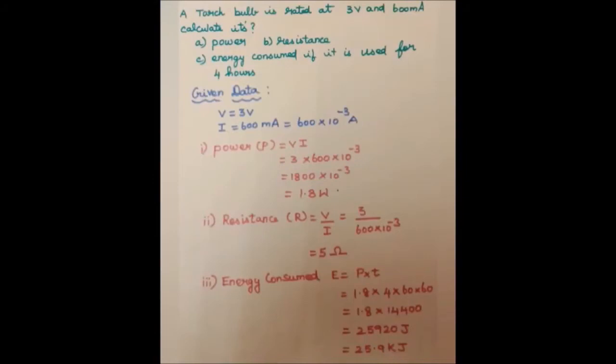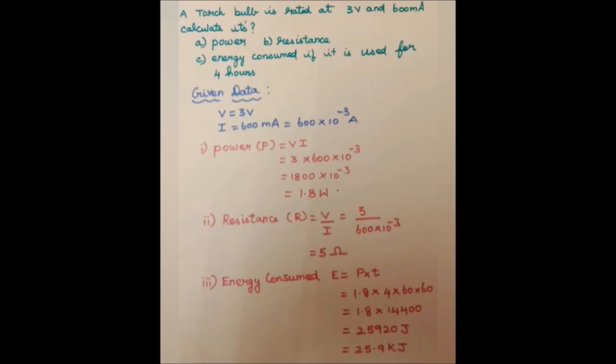A torch bulb is rated as 3 volt and 600 milliampere. Calculate its power, resistance and energy consumed if it is used for 4 hours. First, given data. V, that is voltage, V equal to 3 volt. I, current equal to 600 milliampere. We can convert milliampere into ampere by dividing by 1000. Therefore, 600 into 10 power minus 3 ampere.